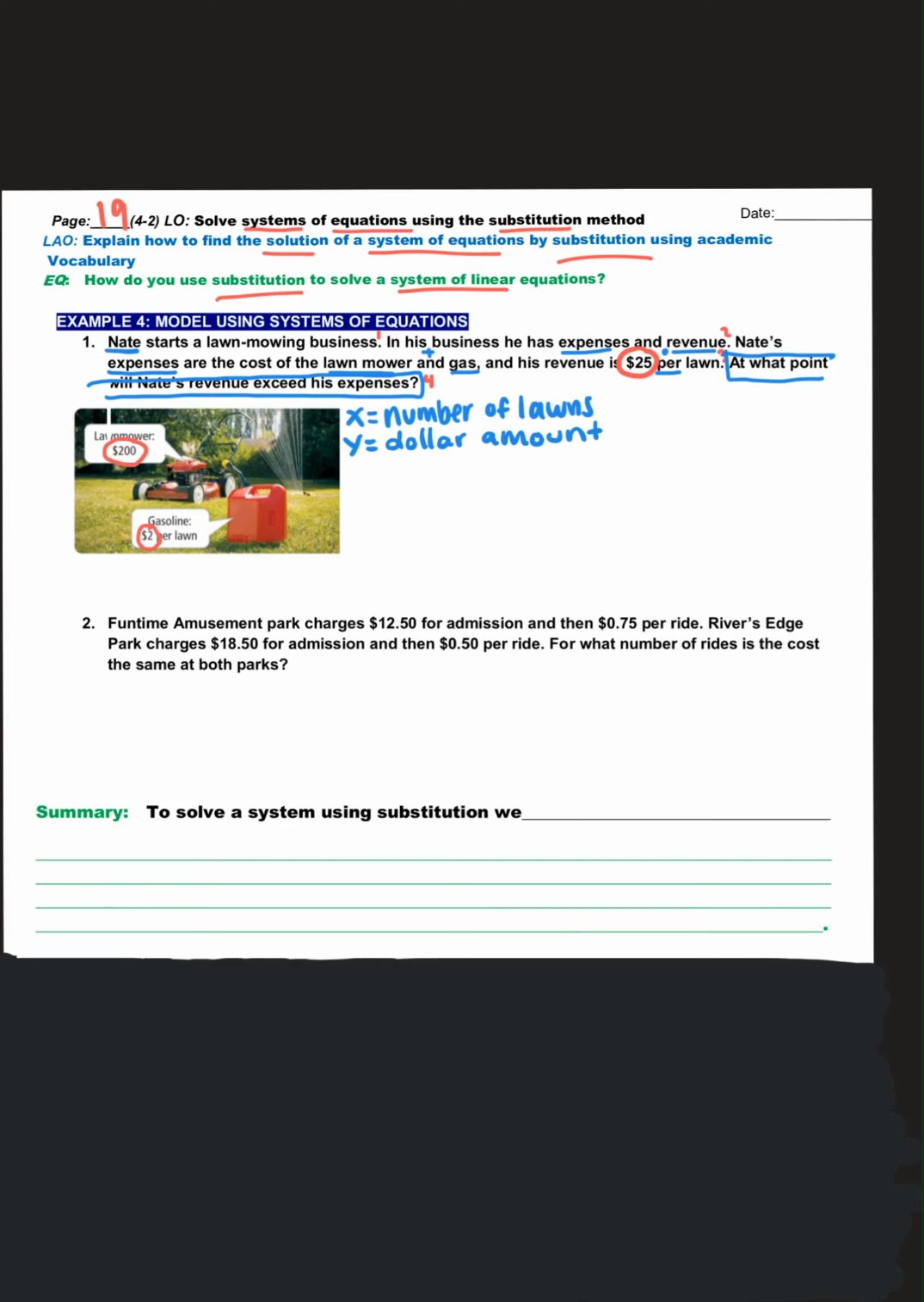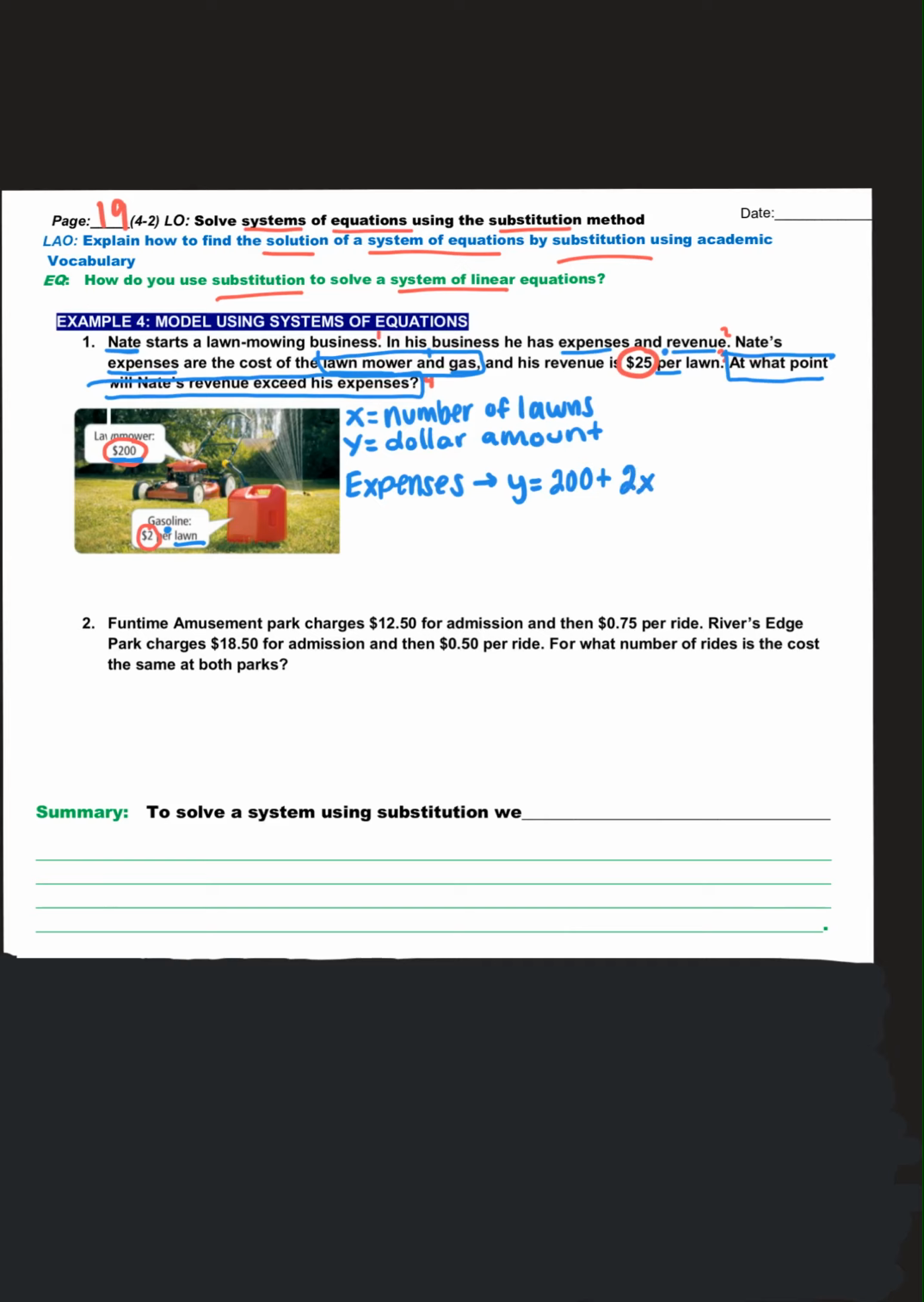Okay, so my first equation is going to be about Nate's expenses. We know that his expenses are a dollar amount, right? So our first equation is going to be Y equals the dollar amount, which is your expenses, equals the cost of gas. Well, gas is $2 per lawn. I'm getting that information from here, this lawnmower and gas. I also know the lawnmower is $200, so it's going to be $200 for the lawnmower plus the amount of gas per lawn. I see per, which means times. I see lawn, which is going to represent X, so it's going to be 2X.